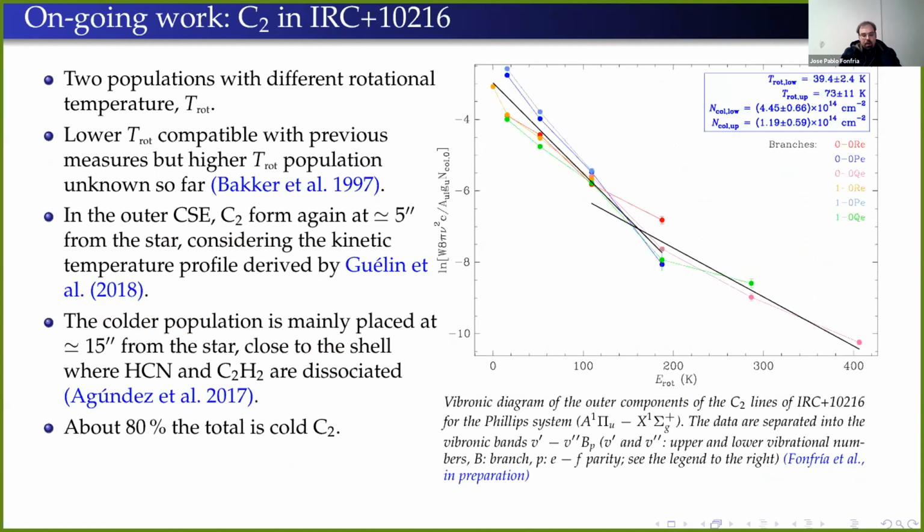The analysis of the fundamental band and several other bands of the Phillips system of C2 in the spectrum of IRC+10216 suggests that the narrow components of the lines are formed in the outer envelope, as is already known. However, there is another population with a slightly higher temperature of 70 Kelvin. The cold population is usually associated with the shell where the acetylene and hydrogen cyanide are dissociated, which is placed roughly at 15 arcseconds. But the warmer population shifts inwards the formation of C2 down to 5 arcseconds from the star.